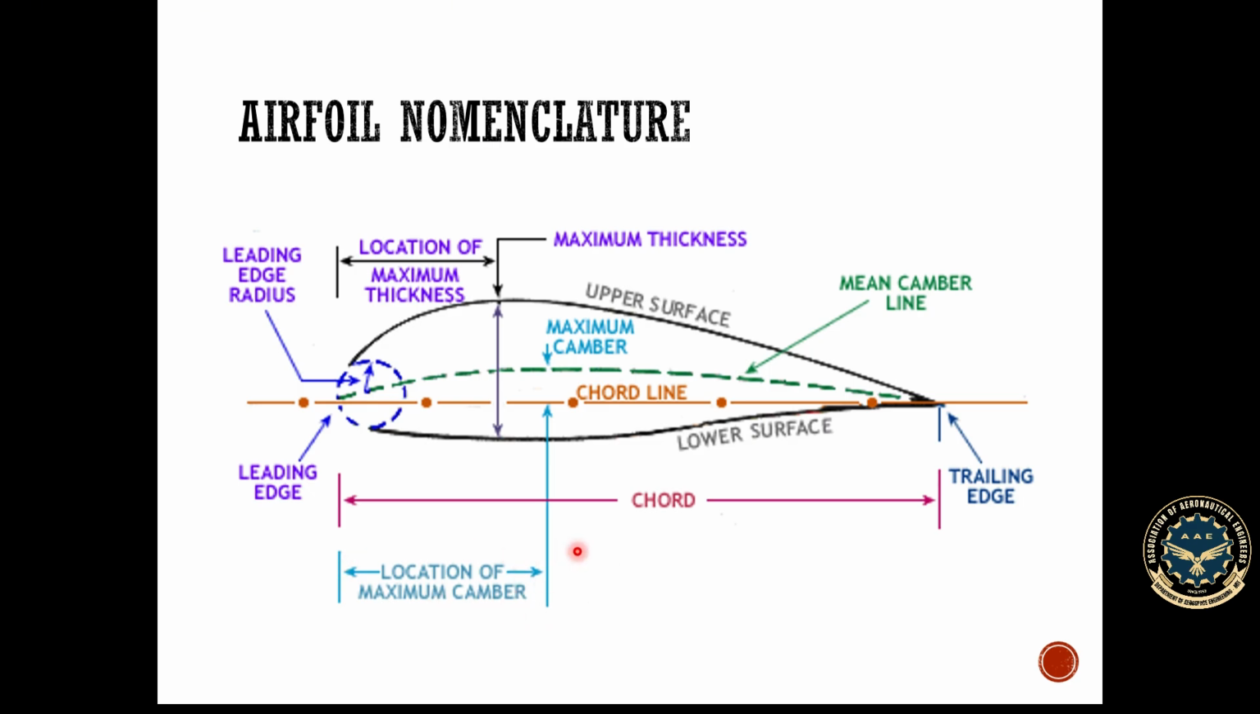So that is the location of maximum camber. And then thickness is the distance between the upper surface and the lower surface. Simple. So this is your upper surface, this is your lower surface. Here it's the maximum thickness.